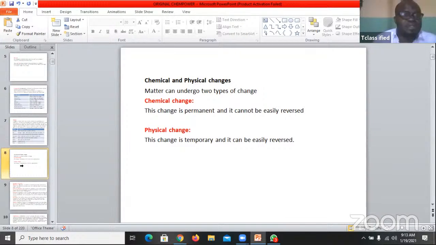Chemical and physical changes. Matter can actually undergo either a chemical change or a physical change. A chemical change is mostly permanent and cannot be easily reversed, unlike physical changes that are temporary and can easily be reversed. So you should know that matter can always undergo either chemical or physical change. We'll be looking at those in detail, so that if you are going to be applying some chemical or physical operations to some matter, you can have what we call separation. With time, you're going to understand that better.